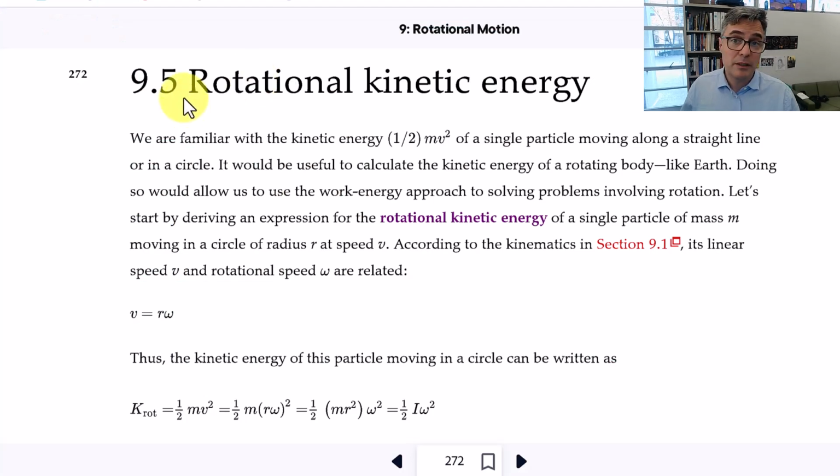A little bit of a shorter pre-class reading video today because we're finishing off Chapter 9 today, and there's really only one section left. Section 9.5, Rotational Kinetic Energy. As I mentioned before, we did rotational momentum, and now we're finishing off with rotational energy.